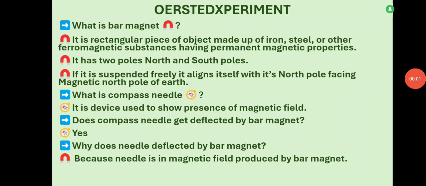Hello students, good morning. So in this video, let us discuss the Oersted experiment and the magnetic field, from the electromagnetism chapter. Before going to the Oersted experiment, let us discuss some fundamental things.